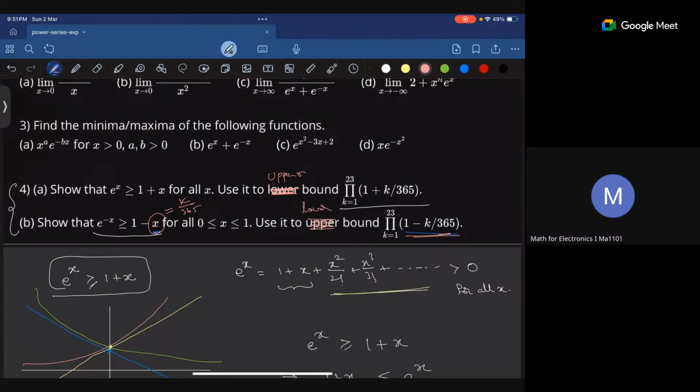and write for k equals 1, k equals 2, and so on till 23, and take the product. You will see that you get a nice expression on the left side. The e powers will get added up, and finally you will get some real number just like this.